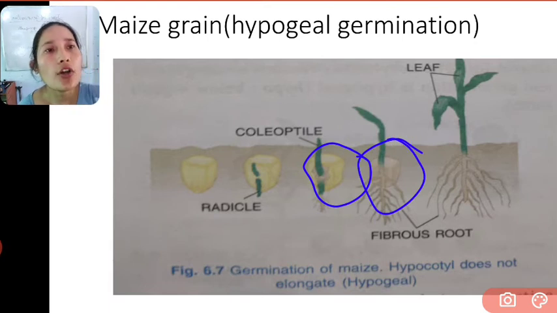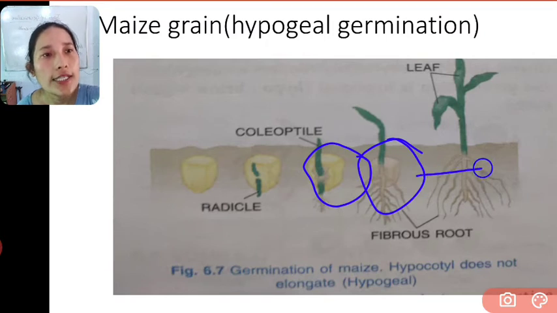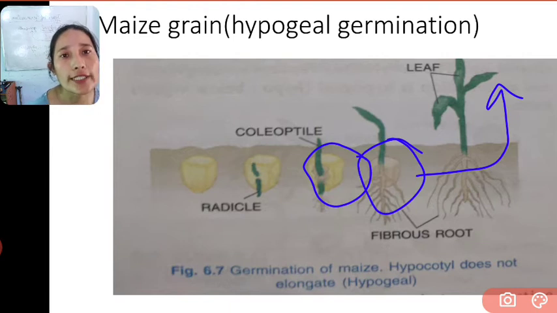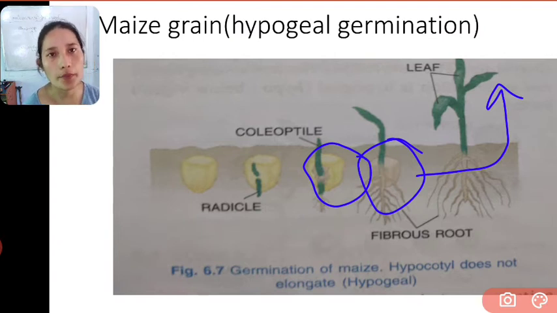Okay, and later on when the seedling arises and then becomes a mature plant, it further converts itself into a plant which is independent, and your cotyledon degenerates. Okay, so you can see here also that your cotyledon is lying below the ground itself. It's not coming out of the ground. That's why this type of germination is also known as hypogeal germination.